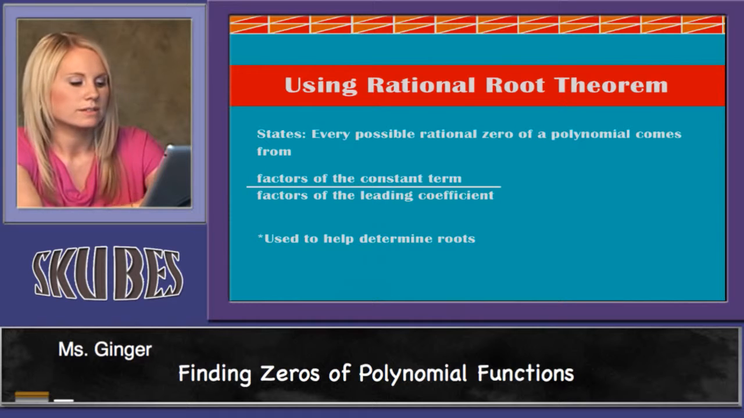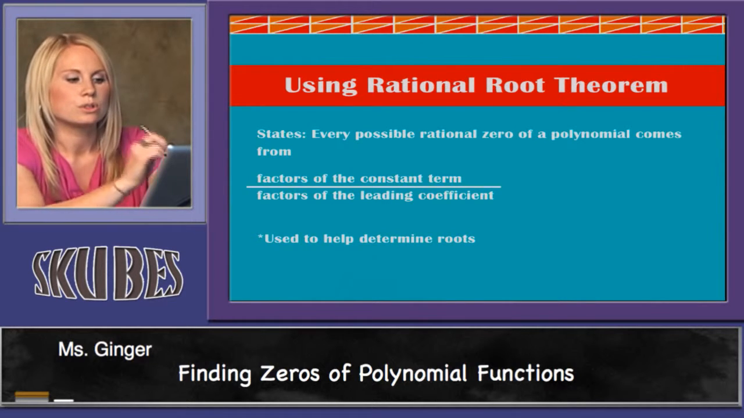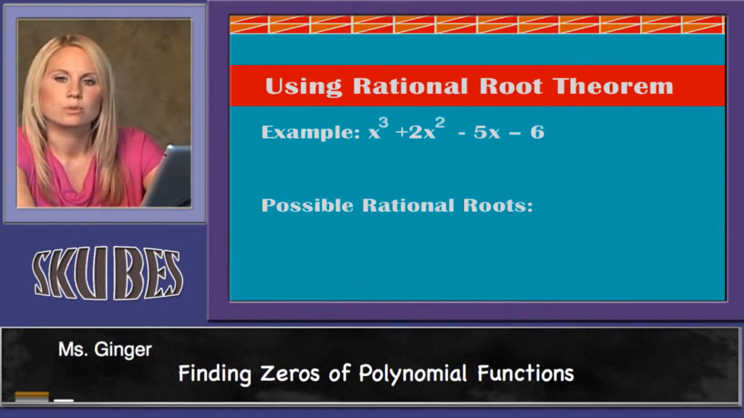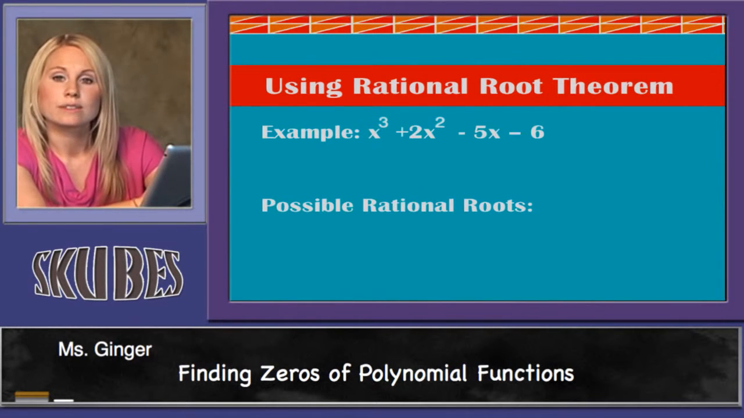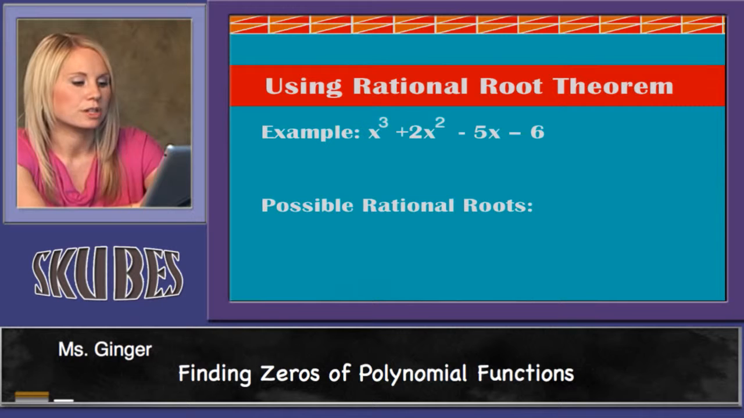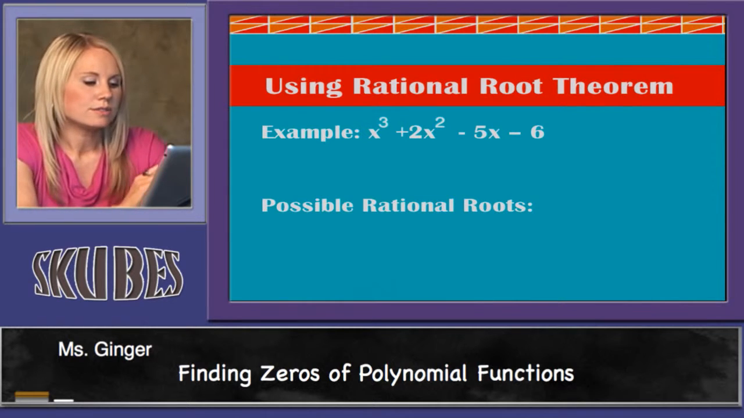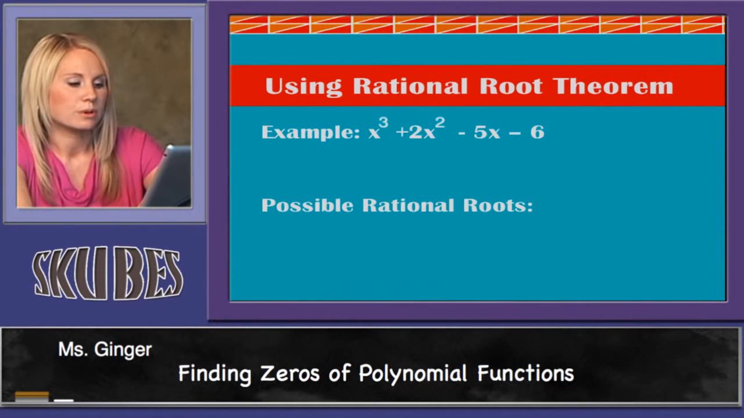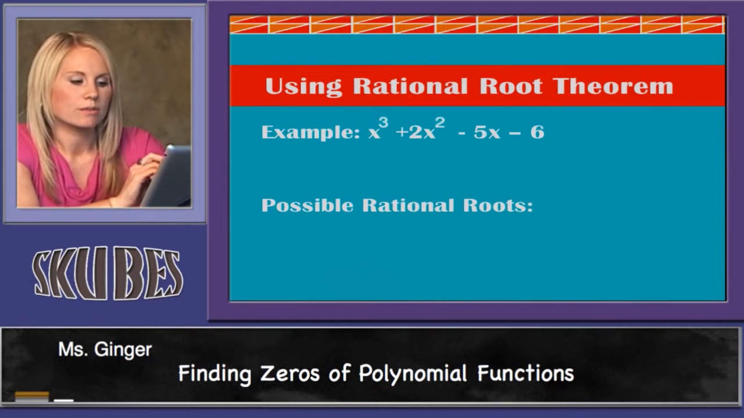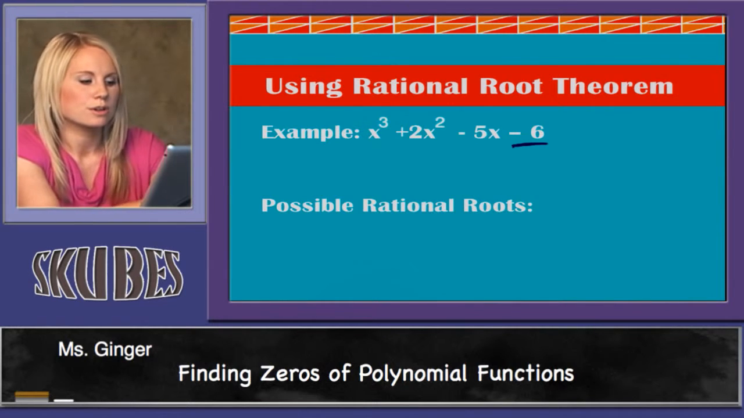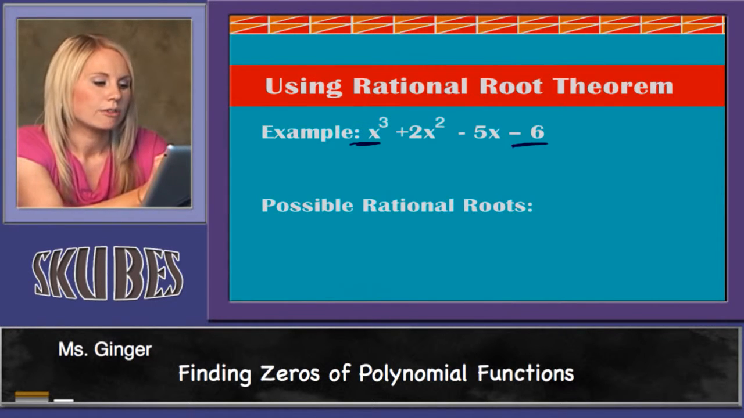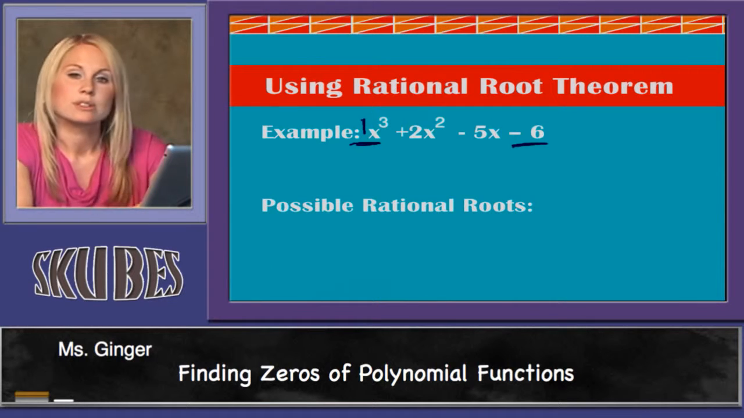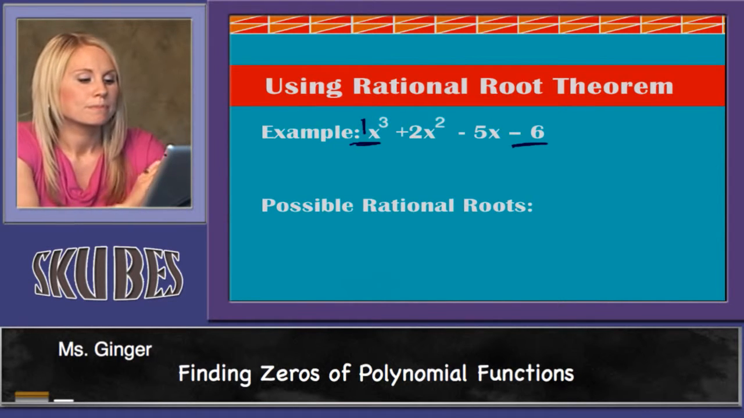We're going to take a look at this, and it's really just used to help us narrow down the choices for what could be rational roots. So let's say we're taking a look at this cubic polynomial function here, and I need to find out the roots, or the zeros. So I'm going to try to narrow it down first. I'm going to look at my constant term and my leading coefficient. This is in standard form, so my leading coefficient is in the very front. There is no number there, so when that happens, there's a little implied 1.